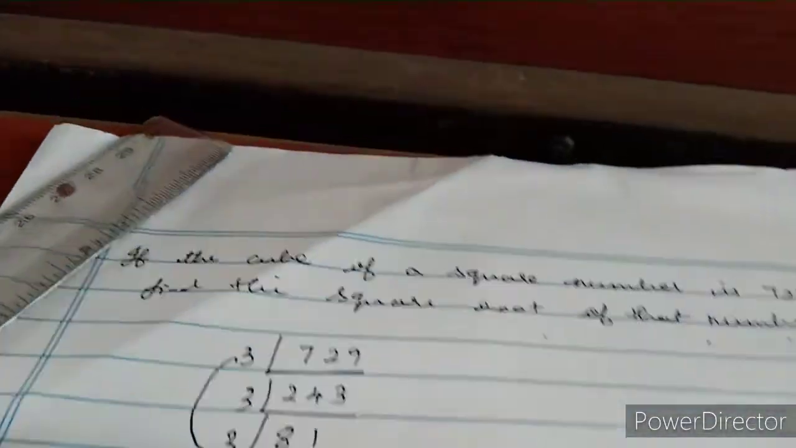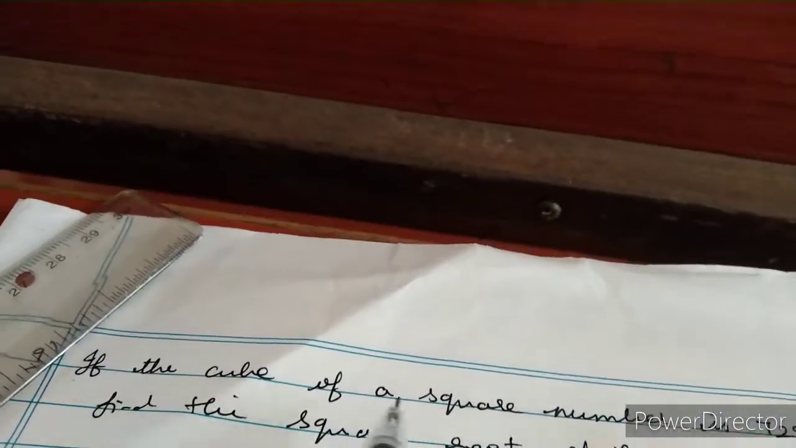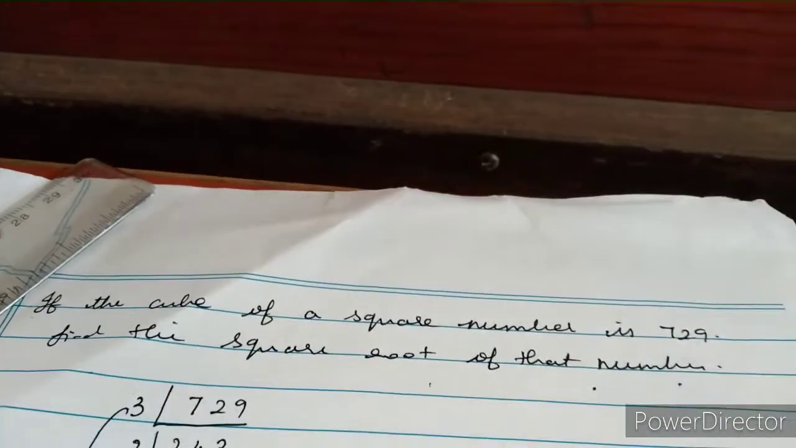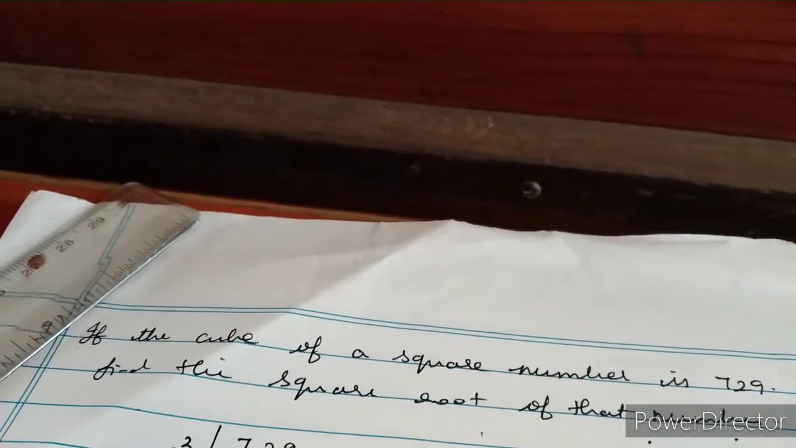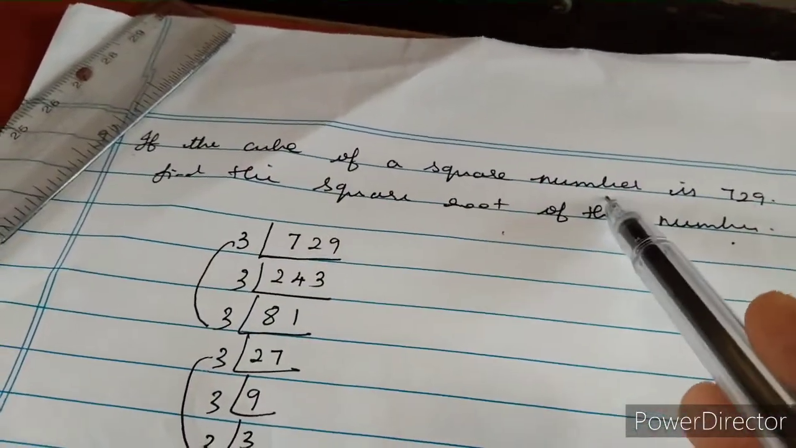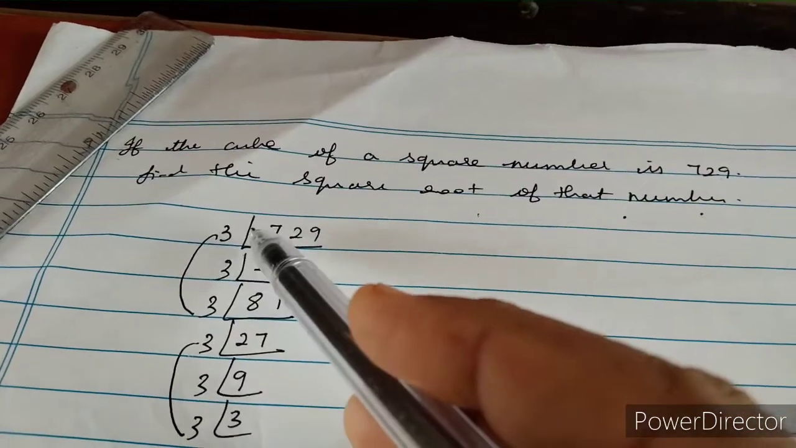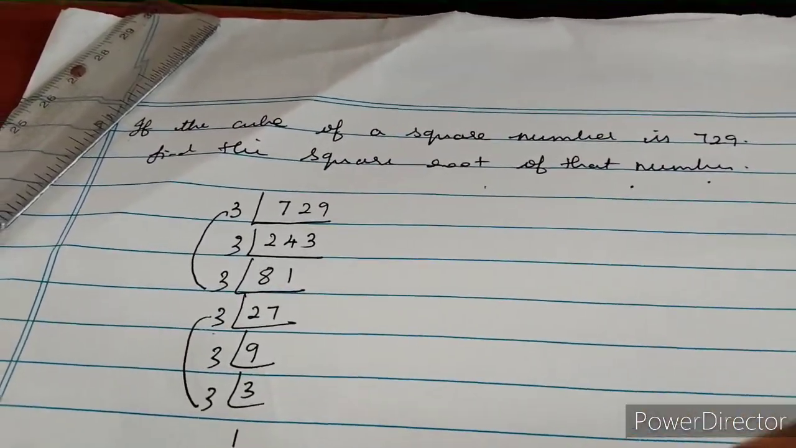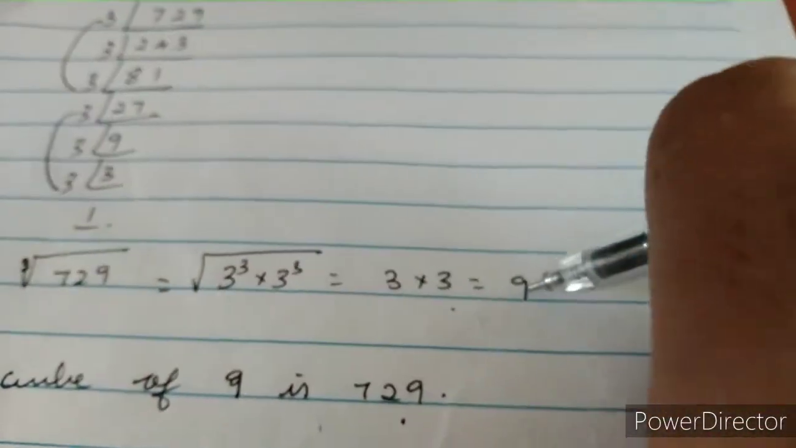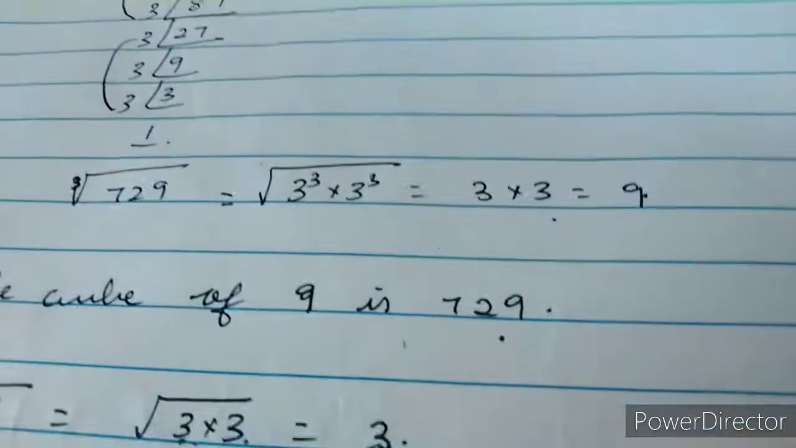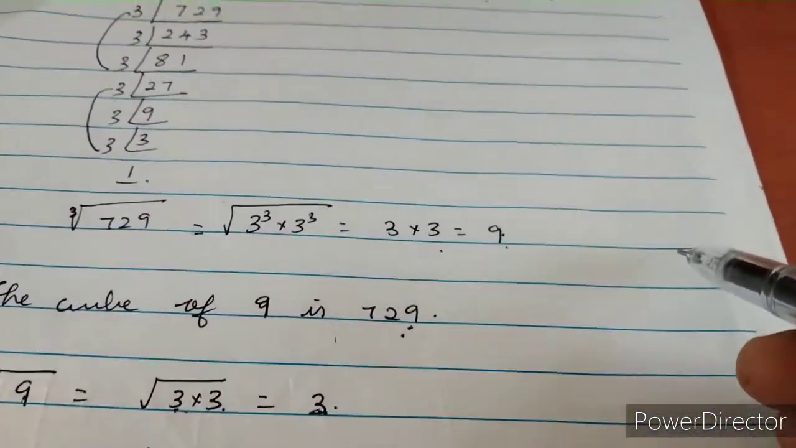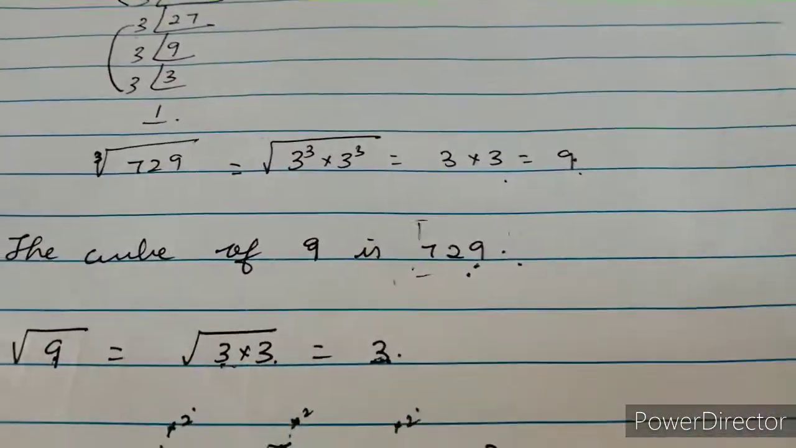First, your question is, if the cube of a square number is 729, first find out the cube root of the number. That is, you have to take the cube root of 729. So, take the factors. Cube root means out of 3 numbers, you have to take 1 number. That is, 3 into 3 is 9. Therefore, the cube of 9 is 729. If you multiply the 9 three times, you will get 729.